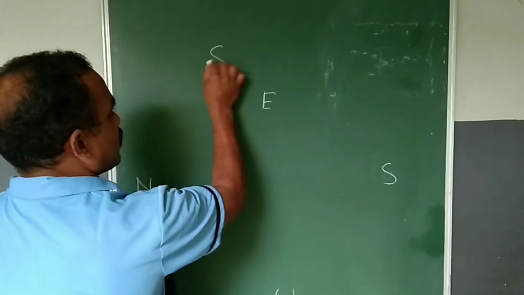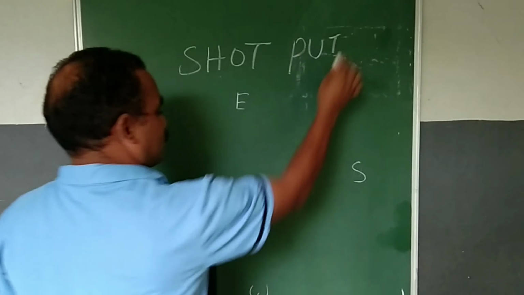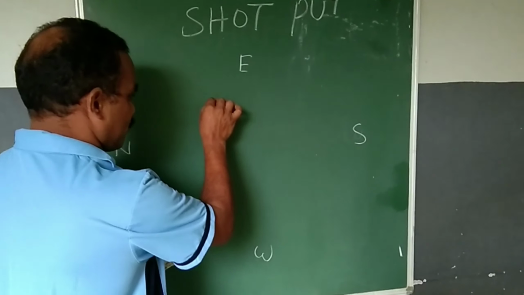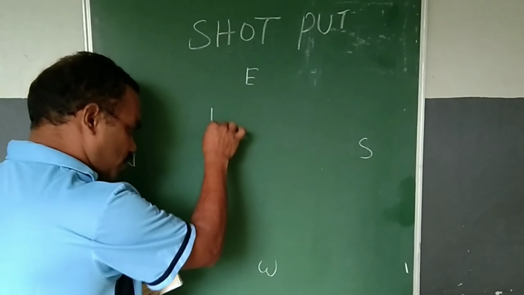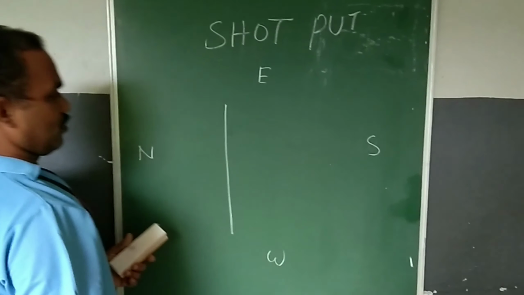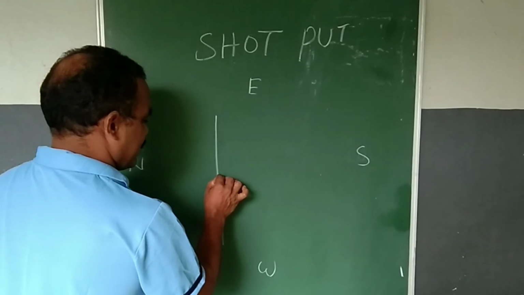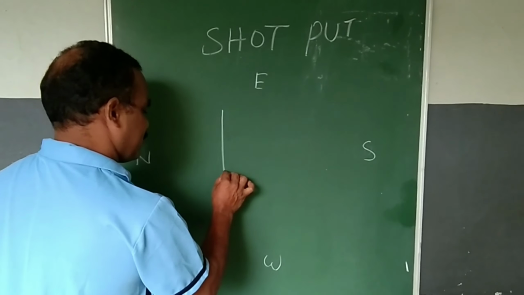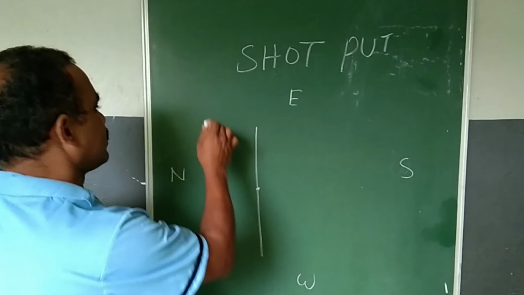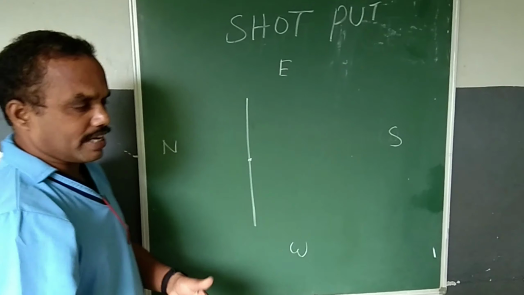So let us go for the first one, shot put. First, in the east to west direction, draw a rough straight line of nearly 10 meters. Then, from the 10 meters line, near the 5 meter point, we will go for the 3:4:5 method to get the correct angle towards the north side or south side.